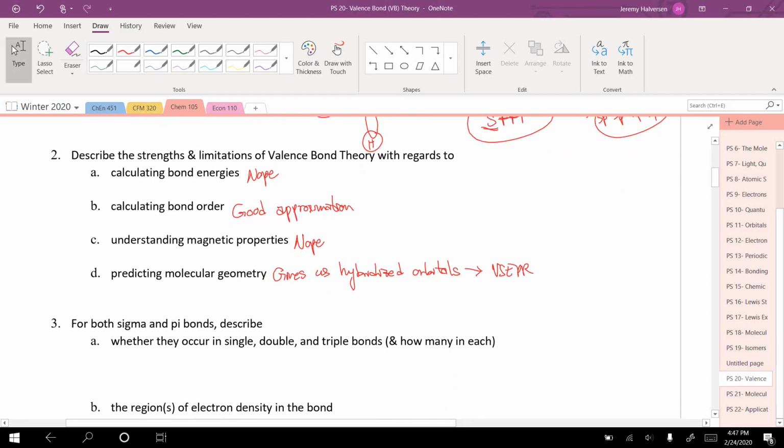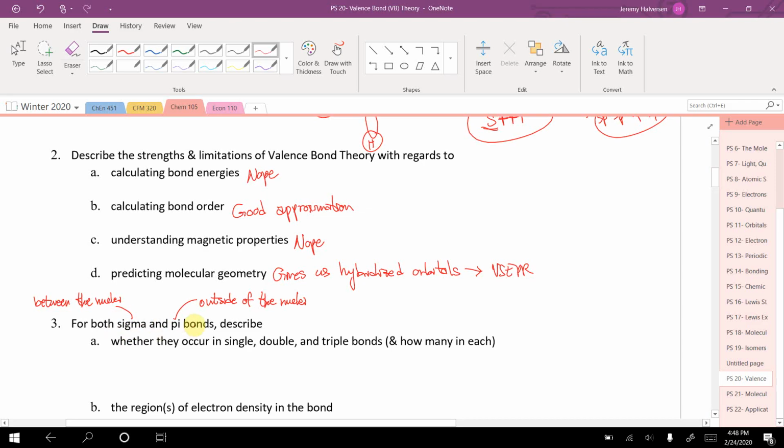Okay, so for both sigma and pi bonds, describe whether they occur in single, double, or triple bonds. So let's take a minute and talk about what sigma and pi bonds are. When you hear sigma, what you should think of is between the nuclei. When you think pi, you should think outside of the nuclei. In this case we're talking about sigma and pi bonds, but later we'll talk about other sigma and pi stuff, but this is what you should think. Sigma means between the nuclei, pi means outside the nuclei.